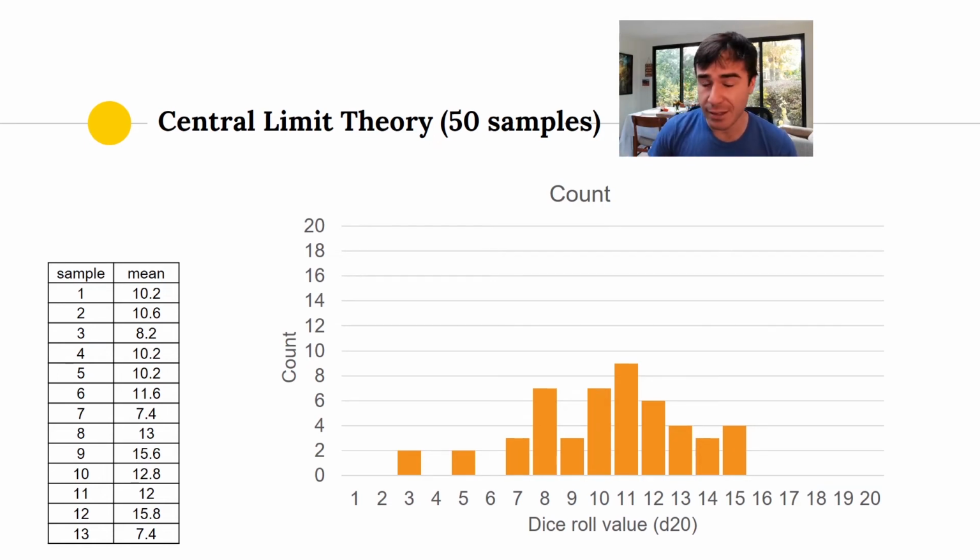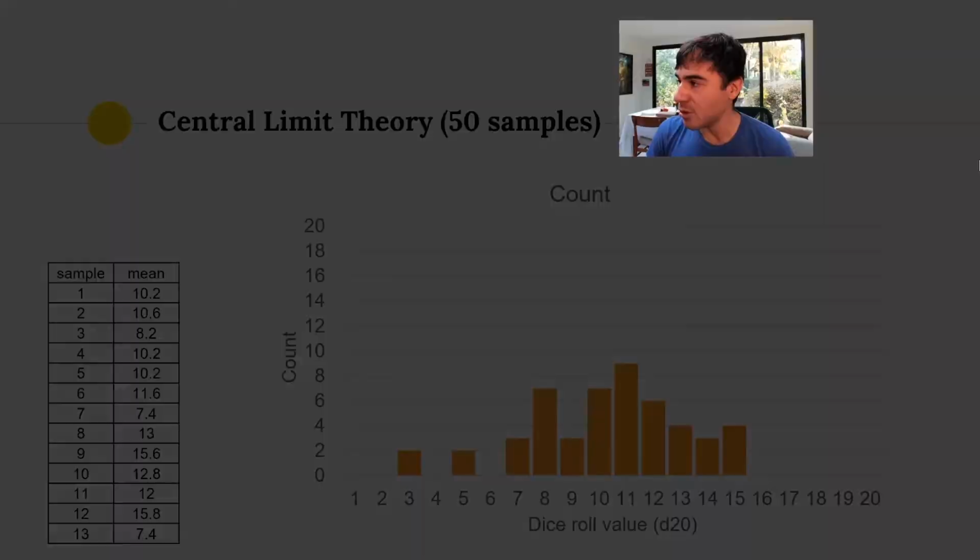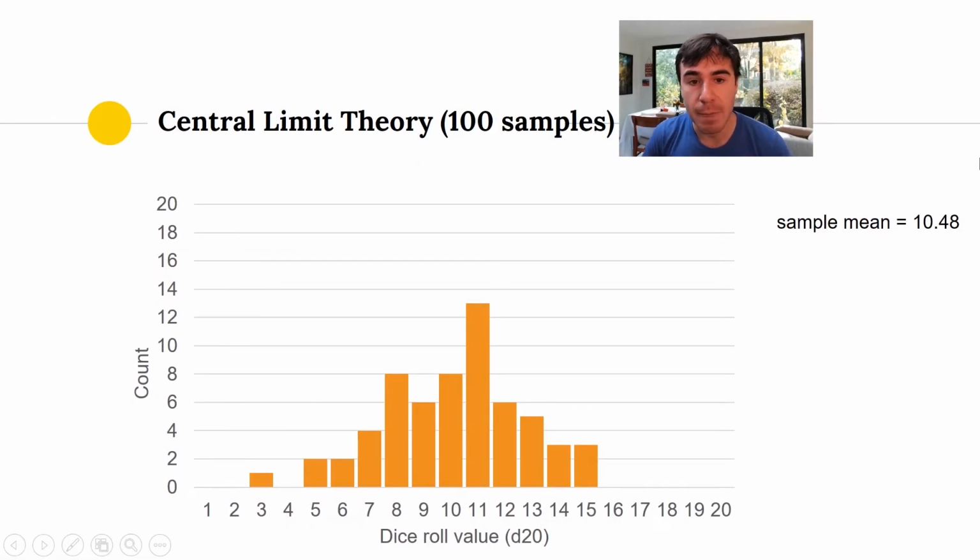And so here you can see my first 13 samples of 50 in the table on your left, and below me on your right, you can see the counts. Okay, now this is from 50 samples. Let's say I took 100 samples. Again, each sample is just 5 die rolls and the average of those 5 dice rolls.